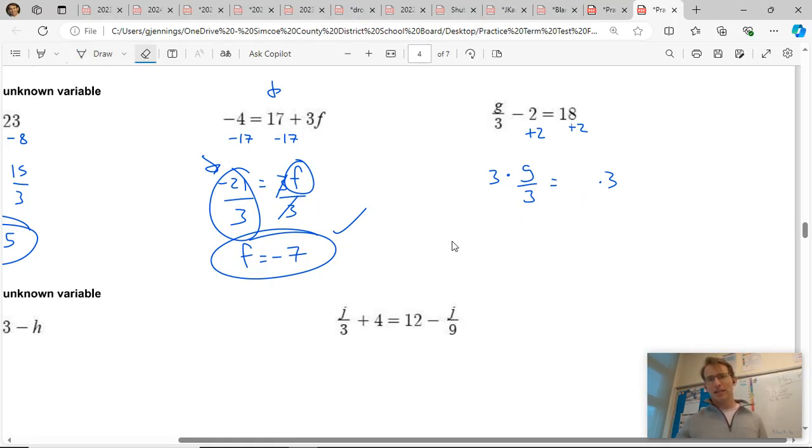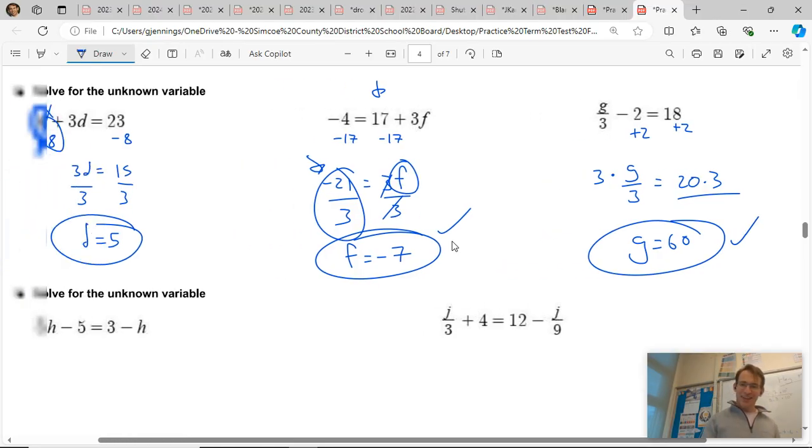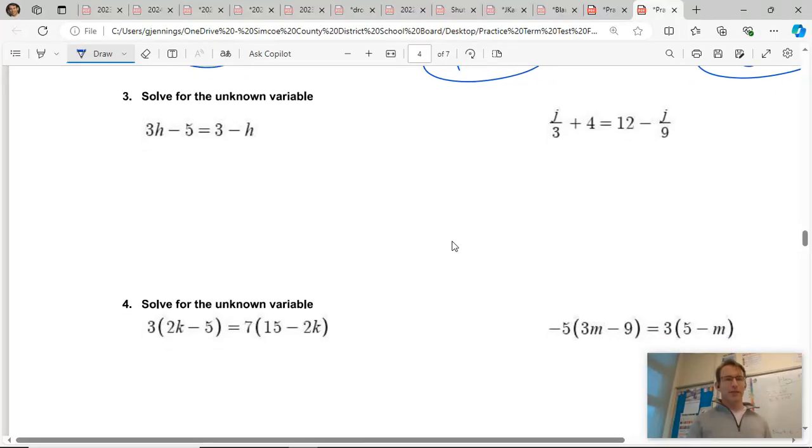18 plus 2 isn't 60, is it? It's 20. I just looked at it and knew the answer. Okay, so g is equal to 60, because that's 20 times 3. There, done. Final answer. Okay. And then we keep going.